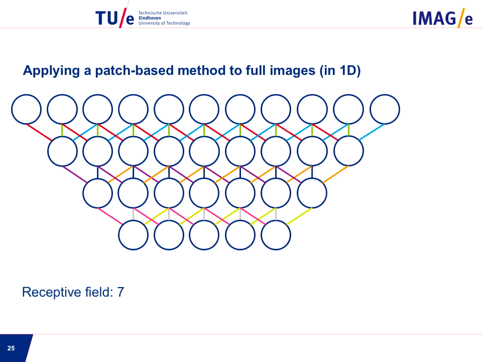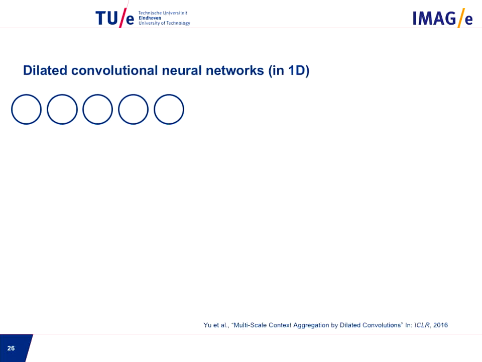We can just say we copy everything, and now we have an output of 5 instead of 1, and the receptive field still remains 7 from the original image. So every pixel in your output has a receptive field in the input image. And the same idea is used in dilated convolutional neural networks.